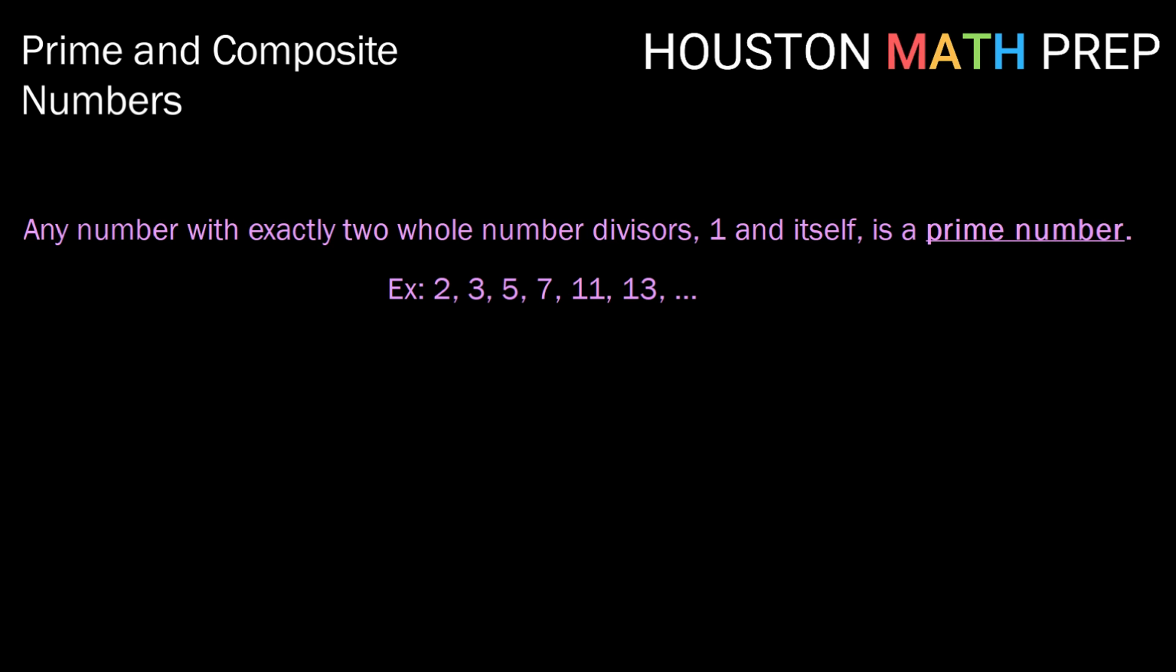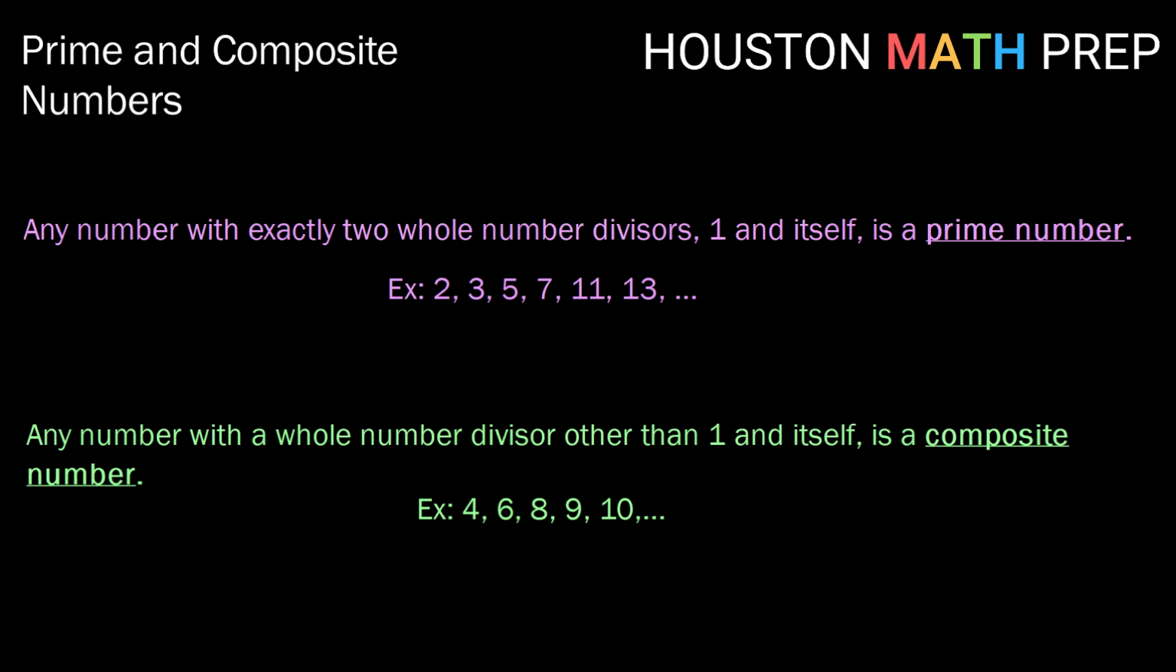So an example of some of the first prime numbers are 2. 2 can only be written as 1 times 2. Or 3, which again can only be written as 1 times 3. 5 is only 1 times 5. So these are some examples of prime numbers.